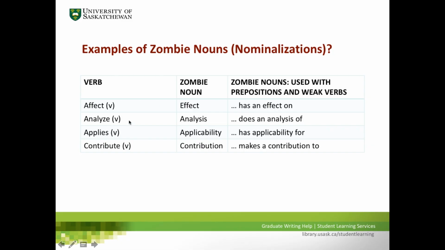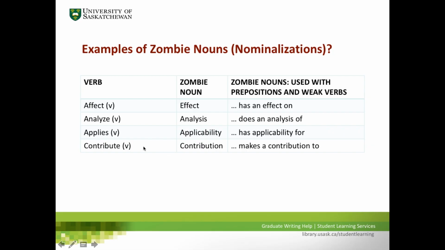Same with the verb analyze. The zombie noun is analysis, and if you want to use the zombie noun as a verb or to substitute for a verb, then you have to add other words. You have to add does and the preposition of. And then with applies, the verb applies, the zombie noun form is applicability. And so then in order to use applicability as a substitute for applies, you have to add has and you have to add the preposition for.